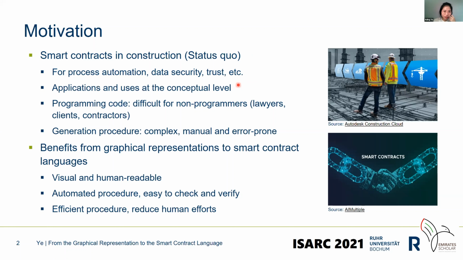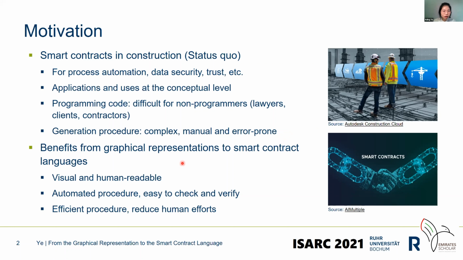However, applications and uses are still at the conceptual level, and many theoretical frameworks are proposed as proof of concept. Moreover, current smart contracts are programming code, which is difficult to read for non-programmer stakeholders like lawyers, clients, and contractors. Currently, the smart contract logic needs to be developed by stakeholders, but the actual implementation needs to be done by programmers. In this way, the generation procedure of smart contracts is complex, manual, and error-prone.